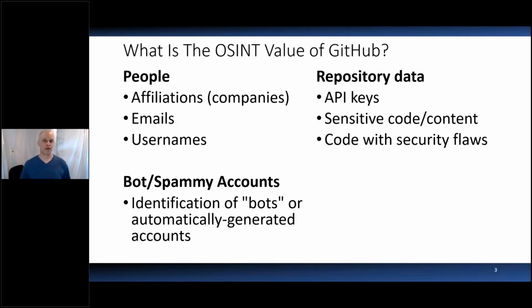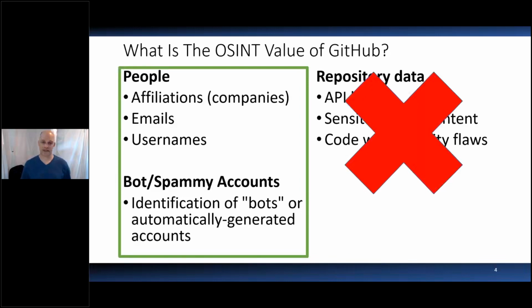GitHub is also a platform that allows a lot of different people to create user accounts, including automated accounts. So we could also use GitHub to find accounts that are sending spam or promoting sex sites or other things. We can also use GitHub to find sensitive data about companies, internal data, API keys, and those things that are being pushed to repositories in employees' profiles. Right now, we're going to focus on the left-hand side here. We're going to focus on people and bots.